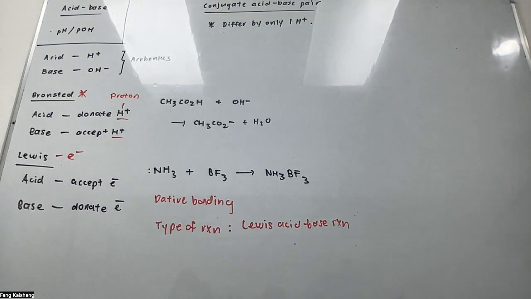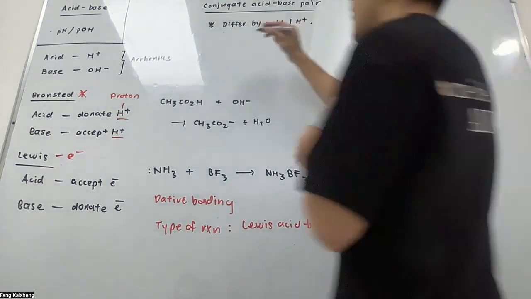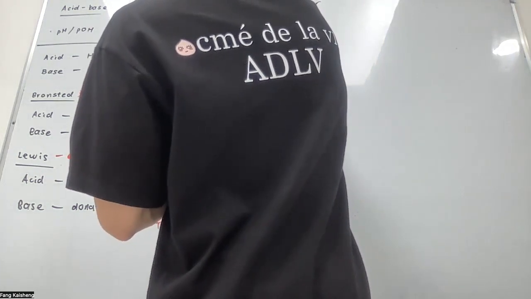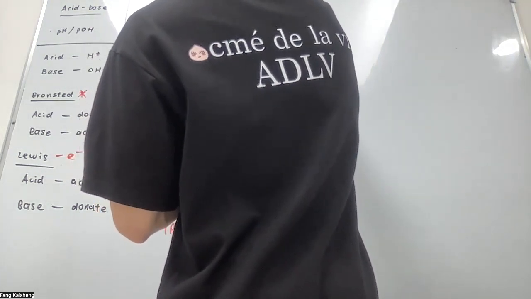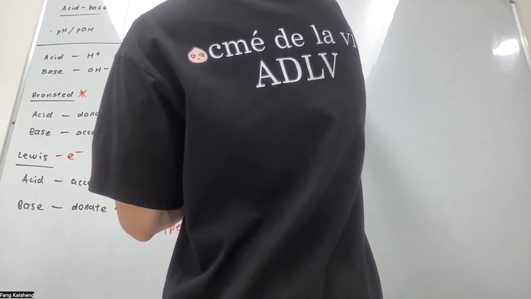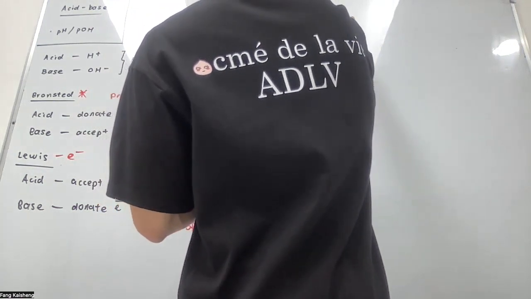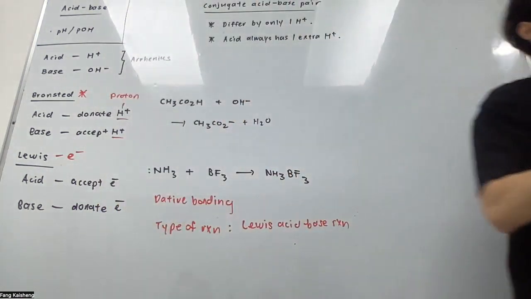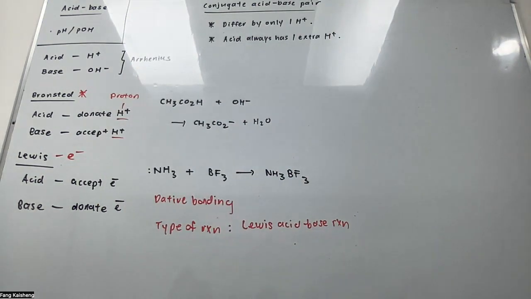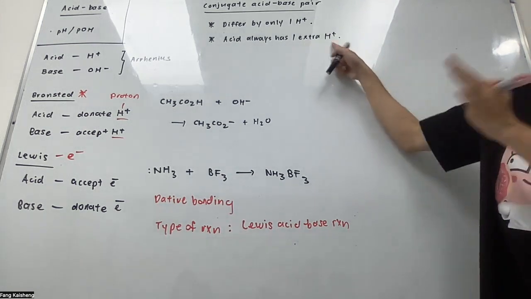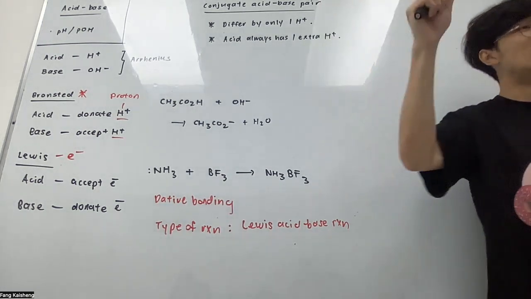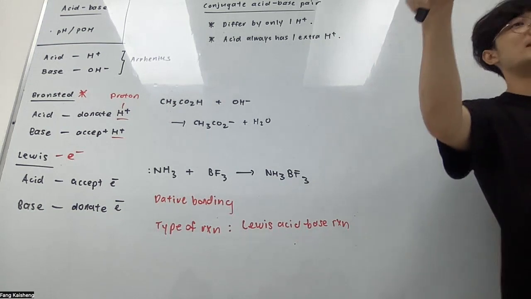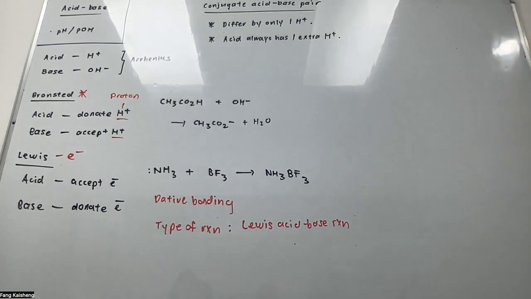But I'm going to add another piece of information that can help you guys. The acid always has one extra H plus. Because if there's an acid, there's going to be a base pair, right? The base, conversely, must have one less H plus. Acid is always the one with the extra H plus. You guys must really pay attention to these two rules. Then you will never go wrong with your identification, never.